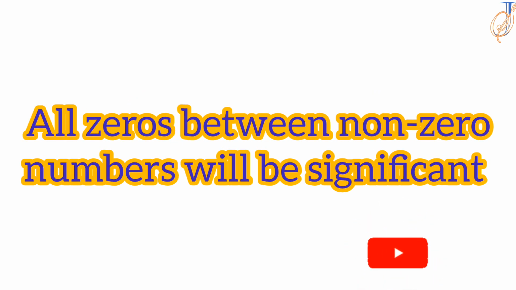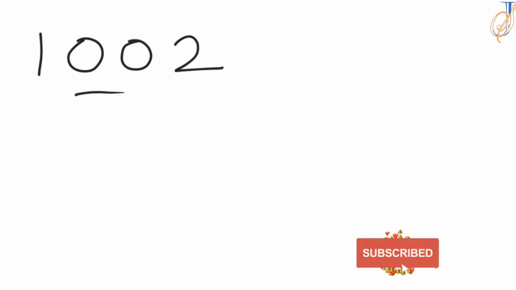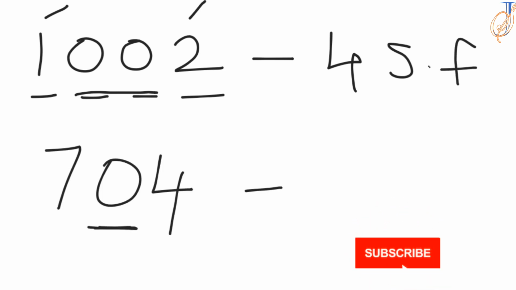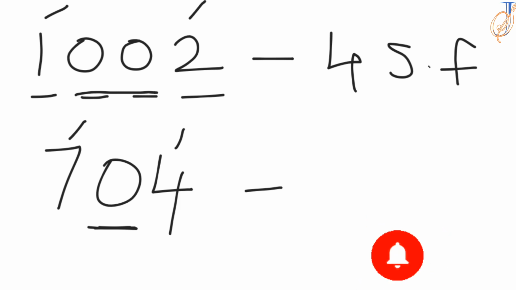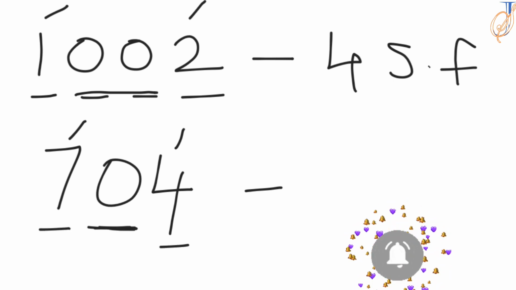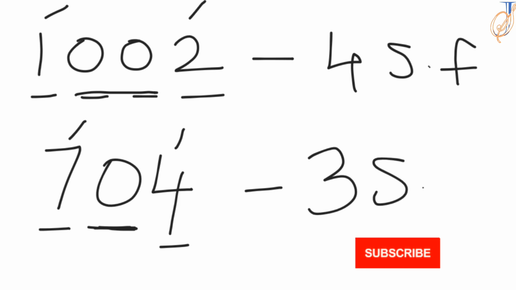Rule 2. All zeros between non-zero numbers will be significant. For example, 1, 0, 0, 2. Here zeros lie between two non-zero numbers. We have to count all the digits. 1002 has 4 significant figures. In 704, 0 lies between two non-zero numbers. So as per rule 2, all zeros between non-zero numbers will be significant. So you have to count all the digits. So 1, 2, 3. So 704 has 3 significant figures.